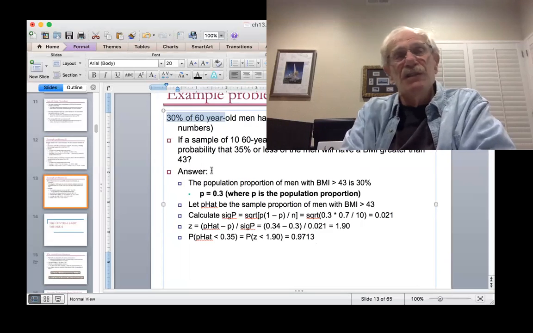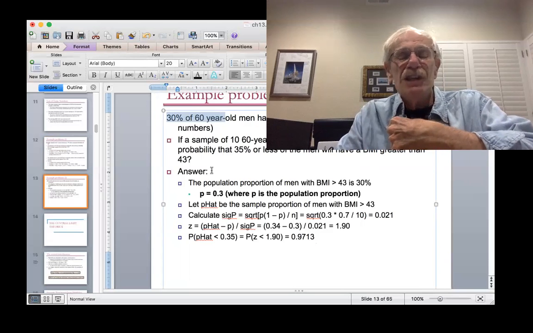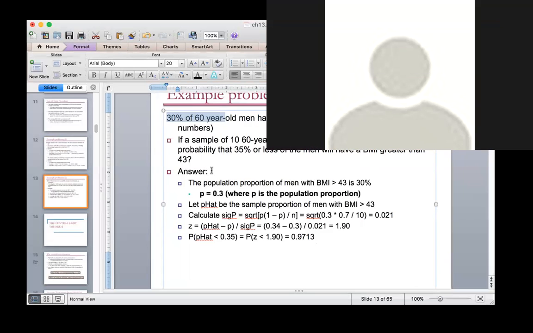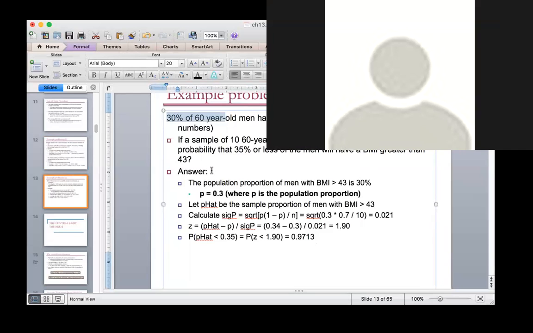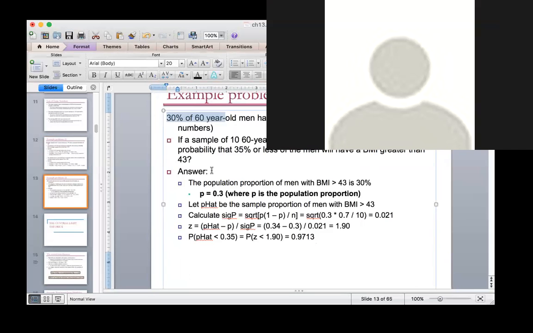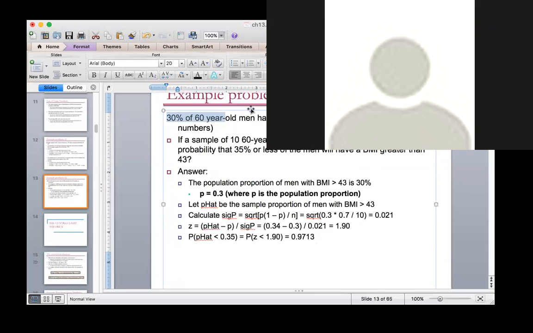And the reason you might ask this is that if you say the national average of BMI, suppose I go to a particular area, I will pick something that I know is bad because I've been there, West Virginia. And I look at the BMI of West Virginia, and I find that the BMI is much greater than 43.